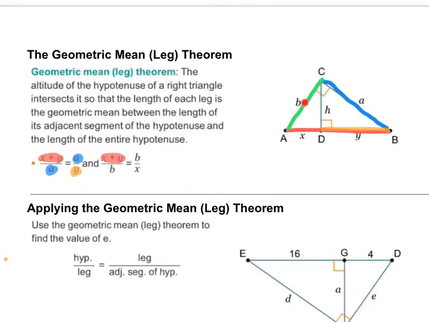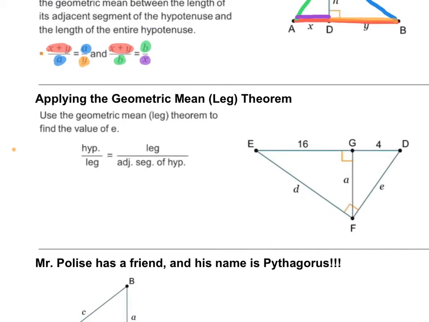Then if I take b, which is the hypotenuse of the smaller triangle, and relate that to x, which is the smaller length of that triangle, that's what goes down here. So I'm trying to color coordinate it for you so you can see. So let's try applying the geometric mean leg theorem to solve for the value of E here.